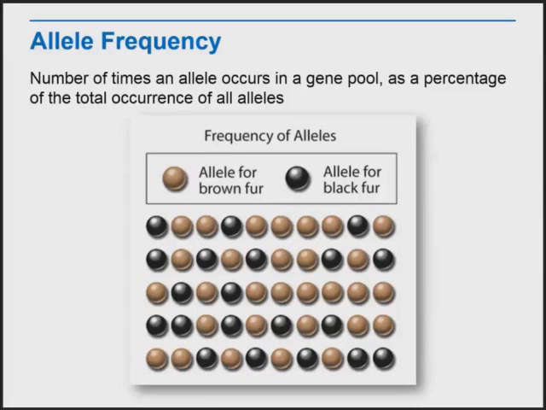For example, in the mouse population shown, the allele frequency of the dominant B allele, which is black fur, is 40%, and the allele frequency for the recessive little b allele, the brown fur, is 60%. The allele frequency of an allele has nothing to do with whether the allele is dominant or recessive.